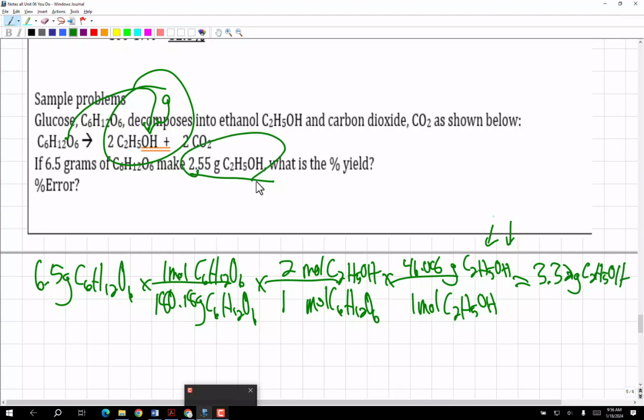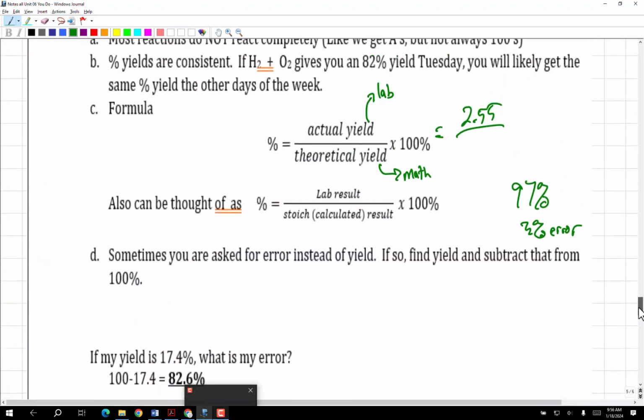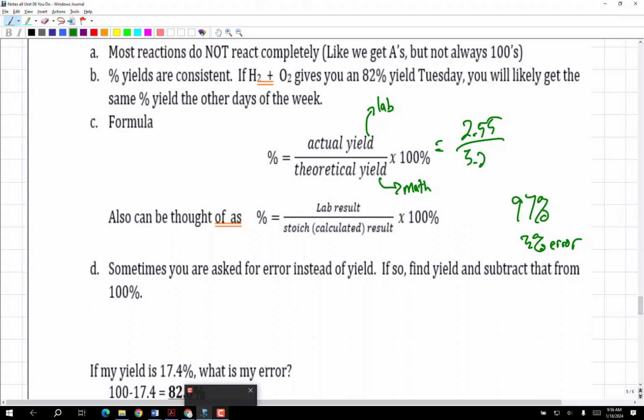I got 2.55. What's the percent yield on that? Looking right here, my actual yield is 2.55 over my theoretical yield, which I forgot already, 3.32, times 100. 2.55 divided by 3.32 equals 0.768. Times 100 would be 76.8. Ugh, almost a C plus, 76.8%.